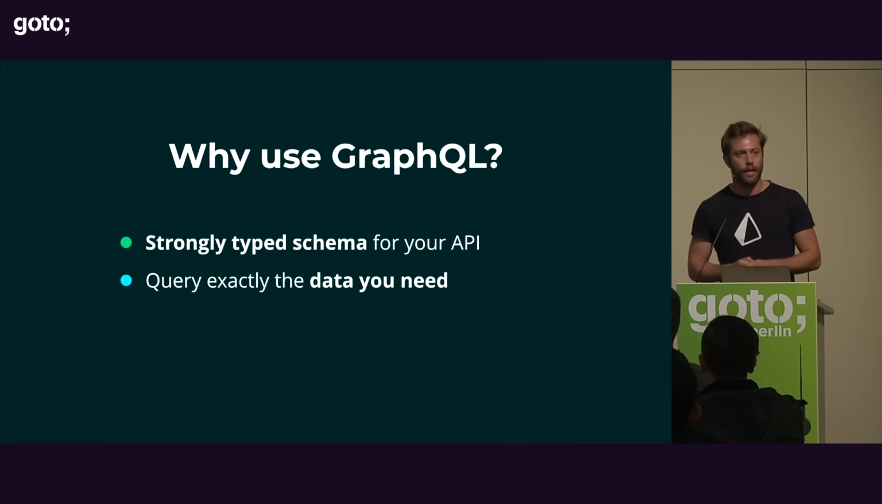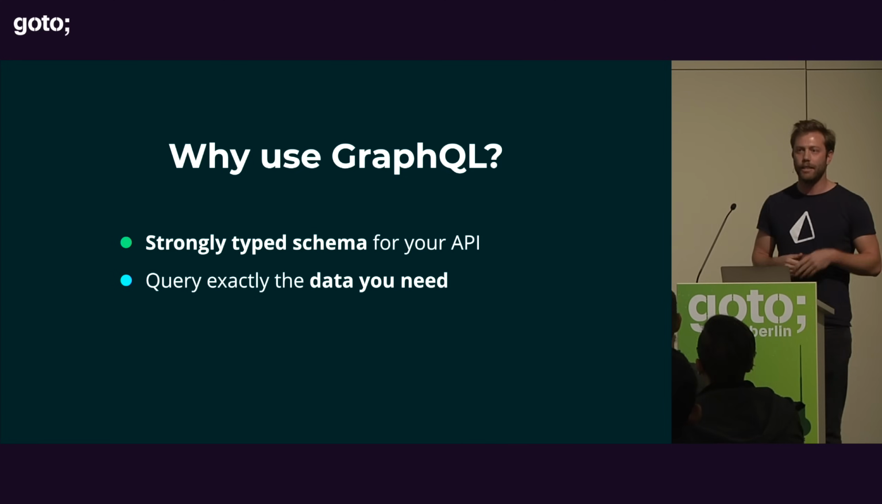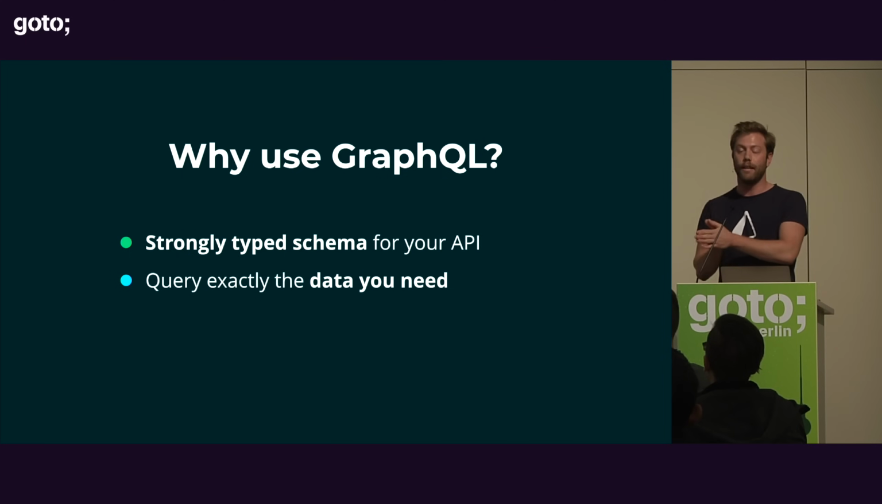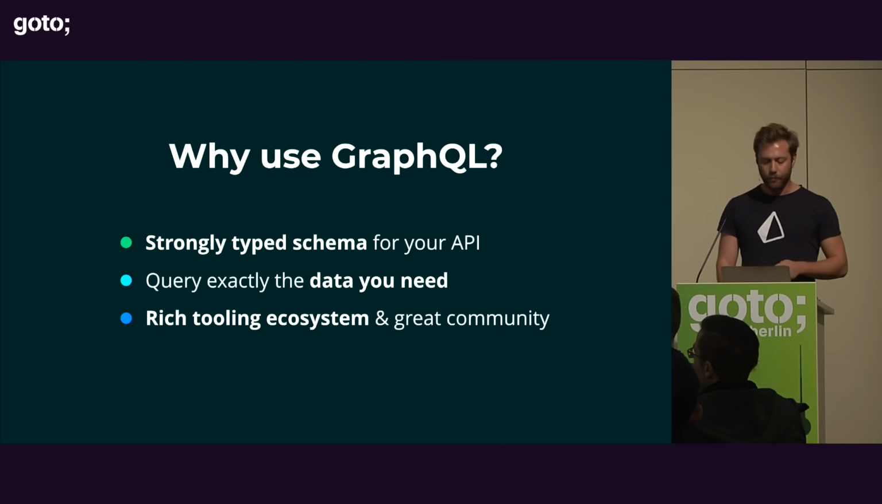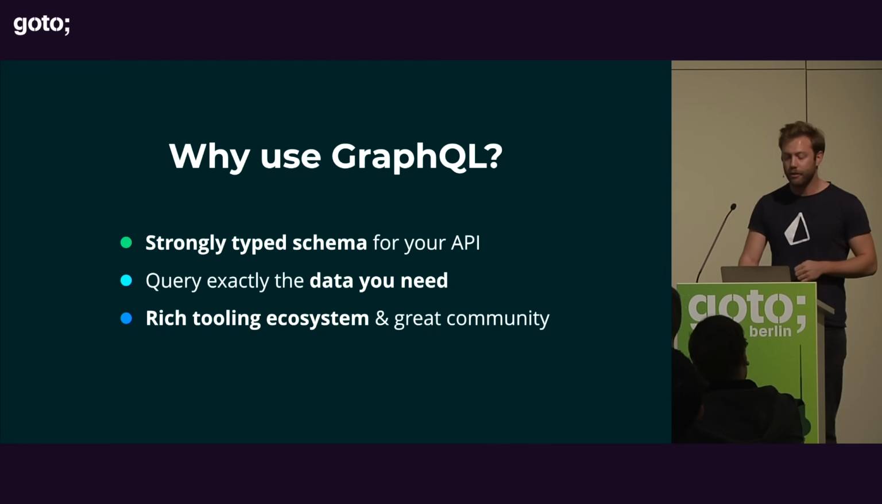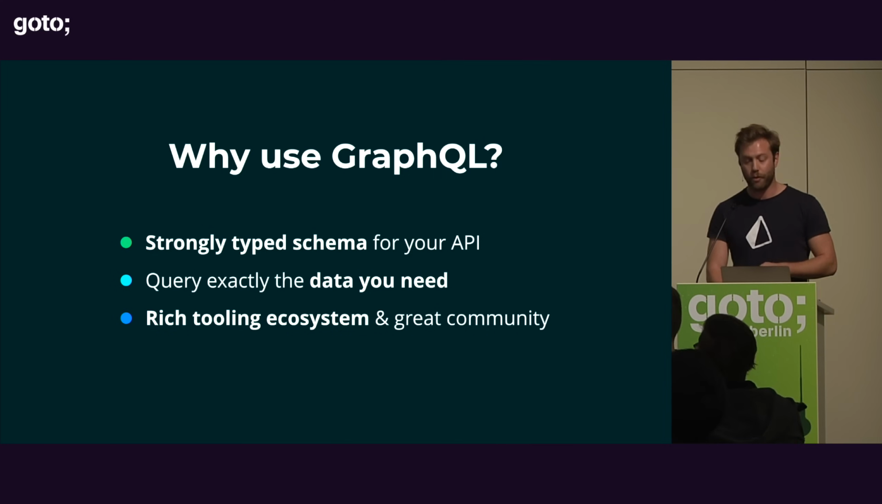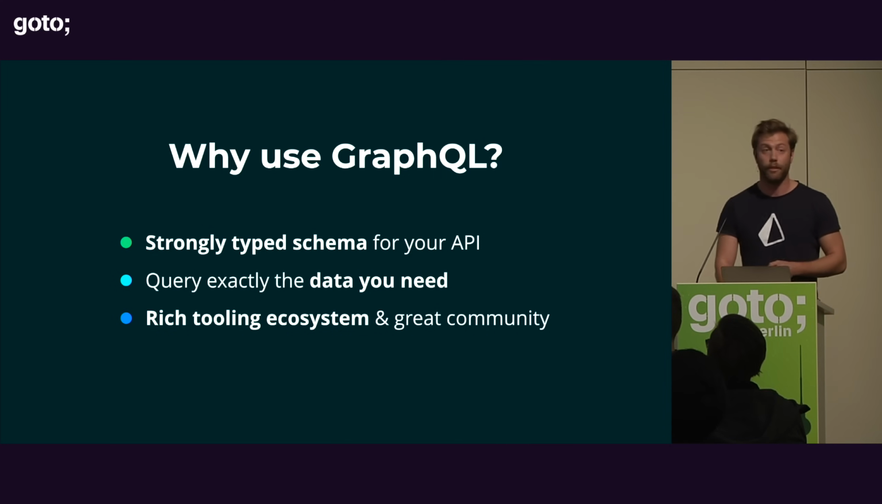With GraphQL, you can query exactly the data that you need in a single request by submitting what's called a GraphQL query to the server, and that query resolves all the requirements that you have on the front end, and then you can display the data in the UI. And there's also a really rich ecosystem and a great community around GraphQL, despite the fact that it's really only 3 years old.